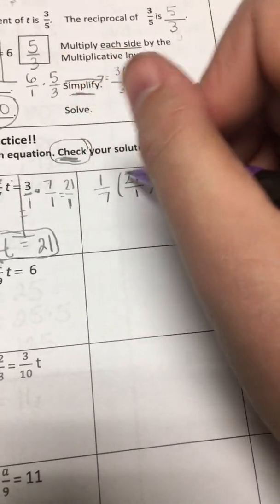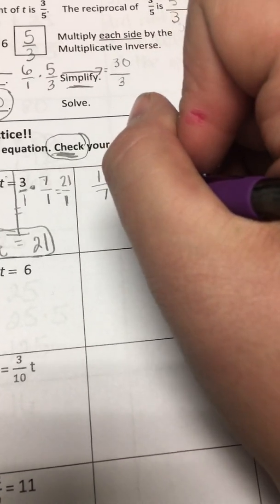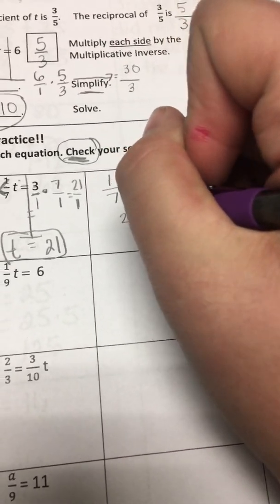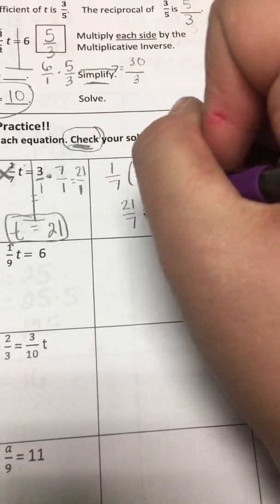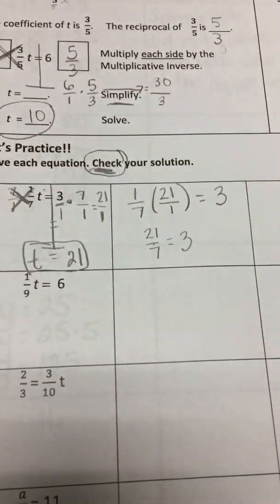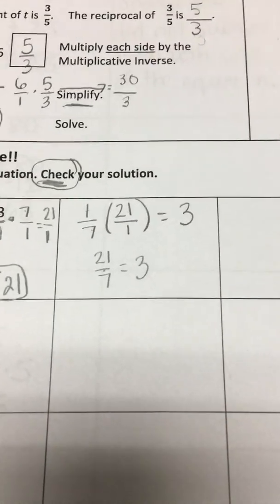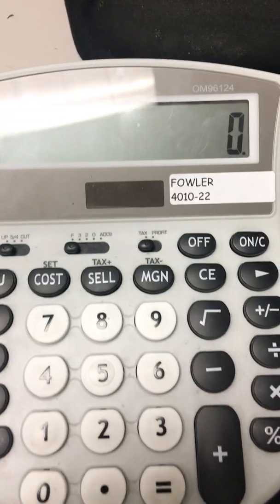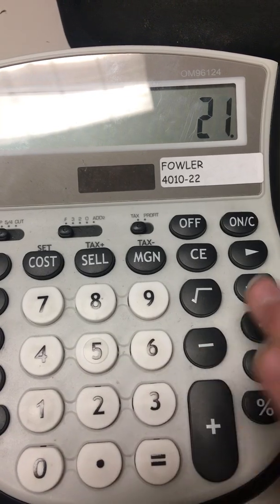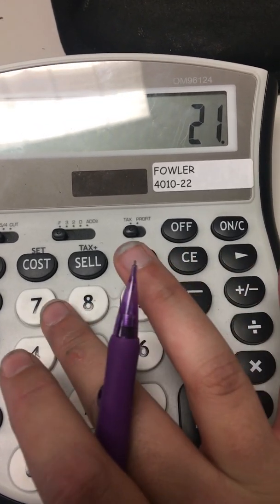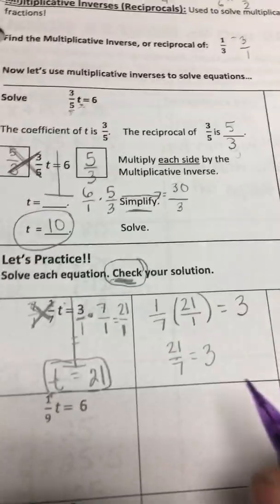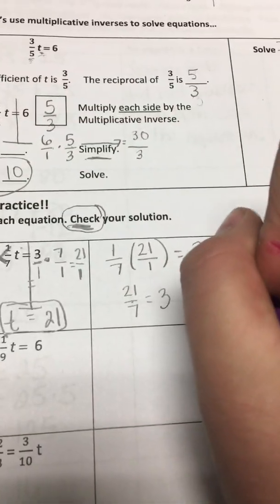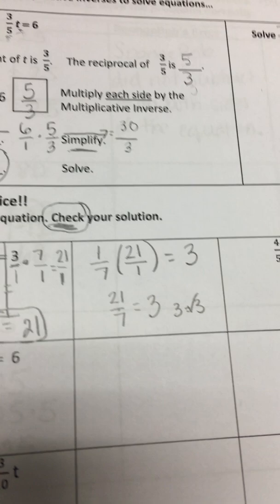All right, so 21 times 1, or excuse me, 1 times 21, I can't read today, is 21. 7 times 1 is 7. And remember, this is just a division problem. 21 divided by 7. So I'm going to take my calculator, I'm going to put 21 divided by 7, and it equals 3. So whenever I check my original equation, 3 equals 3, and I'm right.